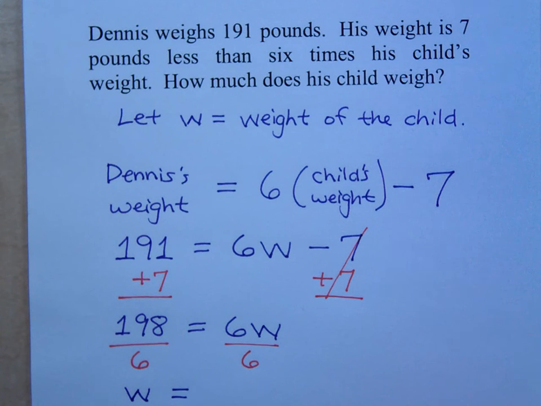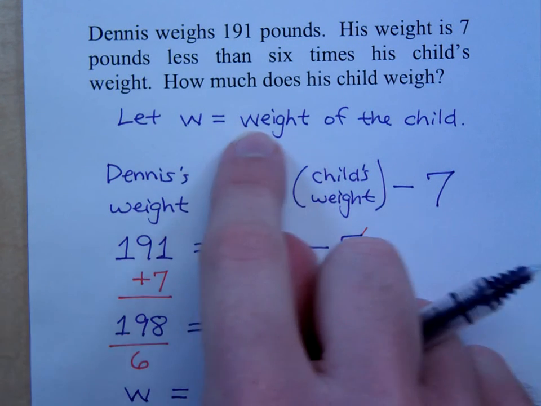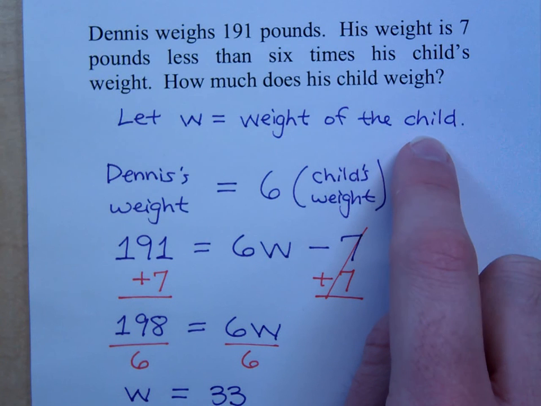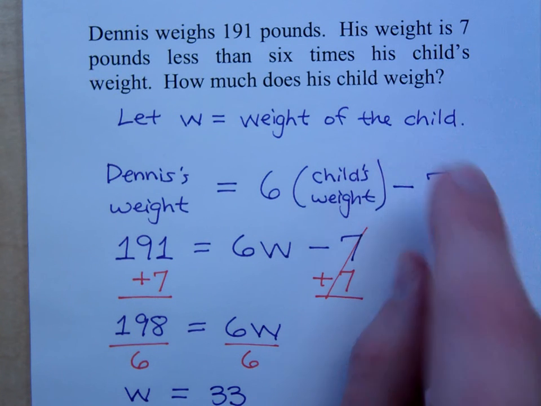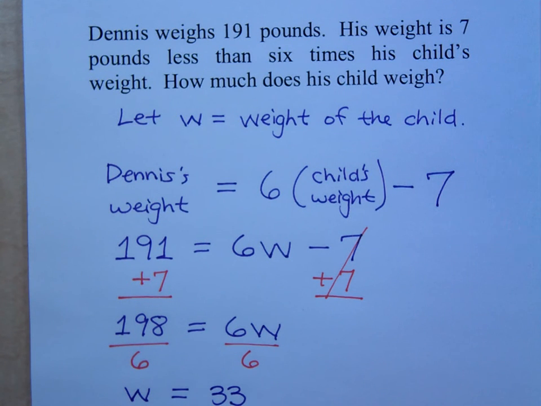Is that a question or a statement? Statement. Then you say it as a statement. The answer is 33. I have w equals 33. But what was w representing for us? The weight of the child. The weight of the child. W was not representing the child. It was the weight of the child. So W is 33, which means the weight of the child is 33, right?